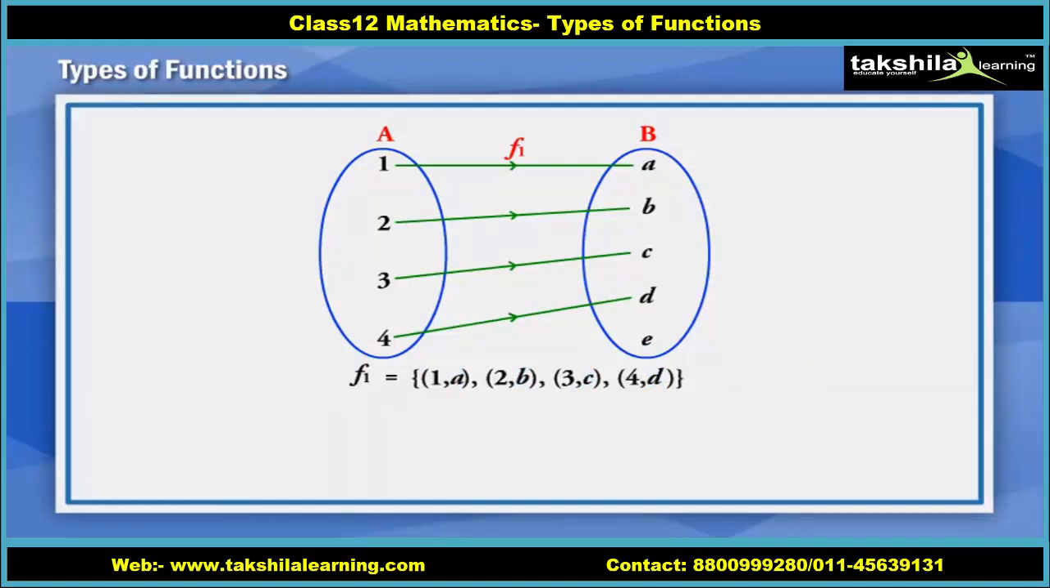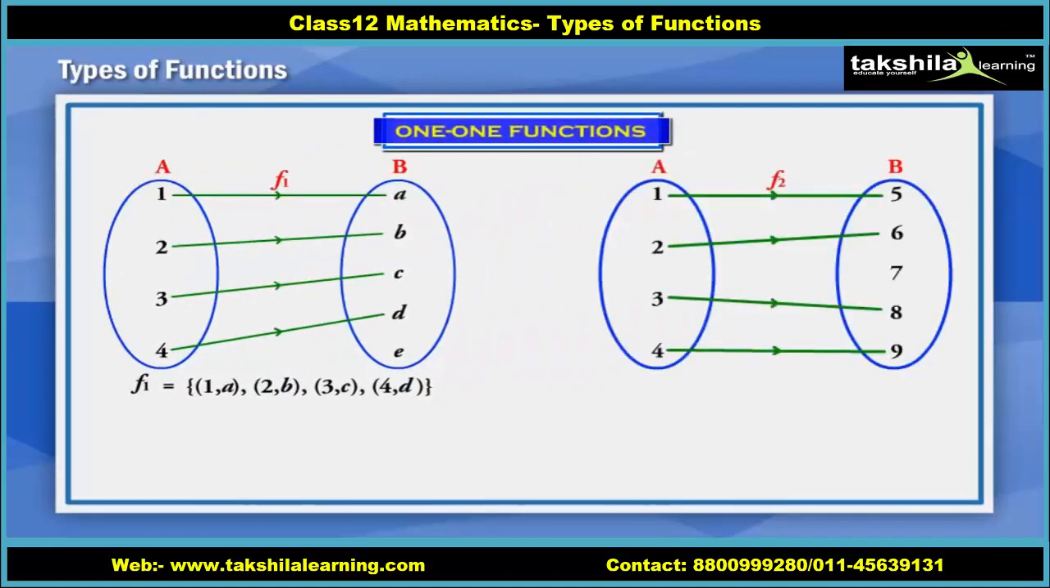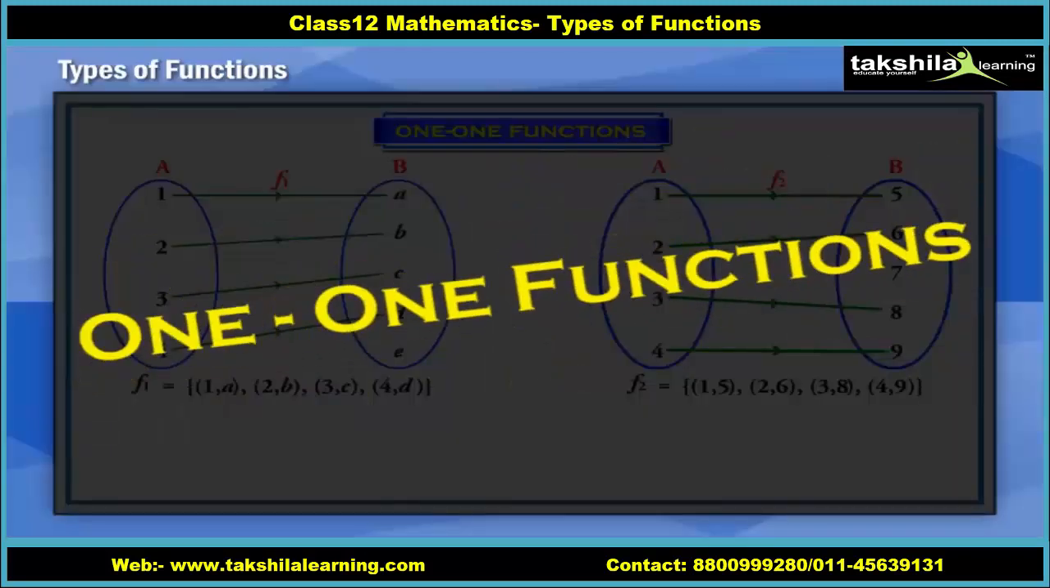Now, take a look at this diagram. In this case also, the images of the distinct elements of set A under f2 are distinct. Or, no 2 ordered pairs have the same second coordinates. Such types of functions are known as 1-1 functions.